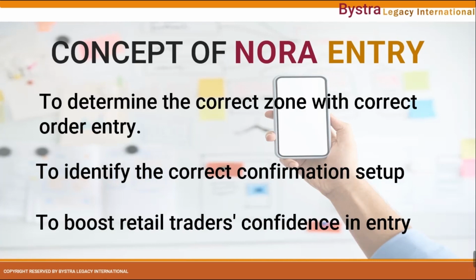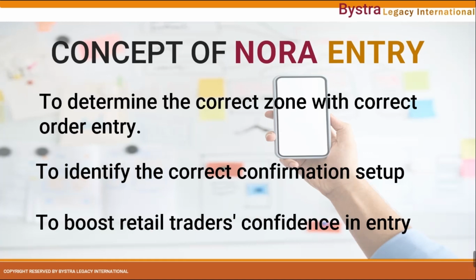Let's look at the concept of Nora Entry. The first one is to determine the correct zone with the correct order entry. This means that when a certain price is on the bullish side and then reaches a certain danger zone, and when a reversal happens with a confirmation, then we will enter with the sell setup. If there is no rejection, there's a breakout and a pullback, then we will continue on the buy setup.